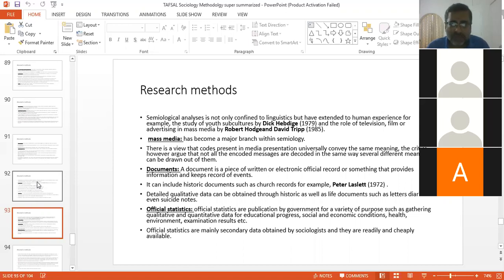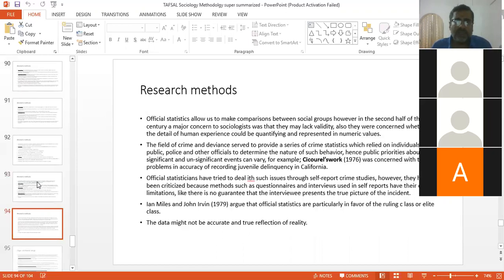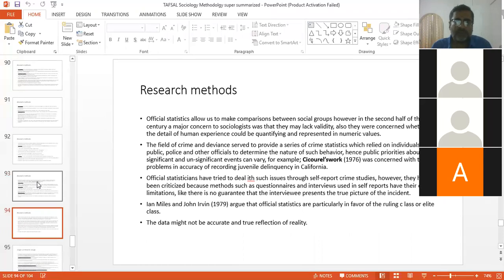And then there are, of course, statistics. Official statistics are a very important source of secondary data. These statistics allow us to compare different sociological groups over a certain period of time. Especially, these statistics are used by the government when reporting and analyzing crime.